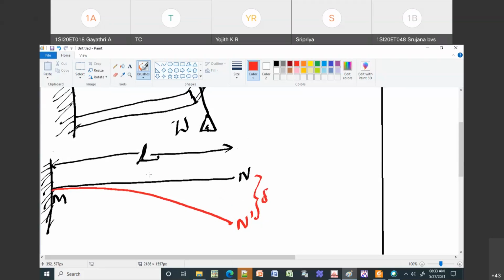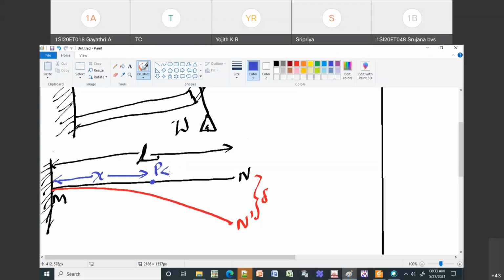Now, to perform this derivation further, I will take one more point, called P, somewhere in the middle, at a distance of x from the fixed end. So P is at distance x.